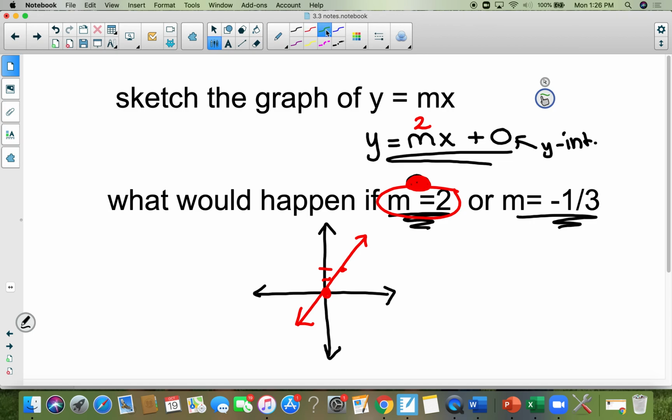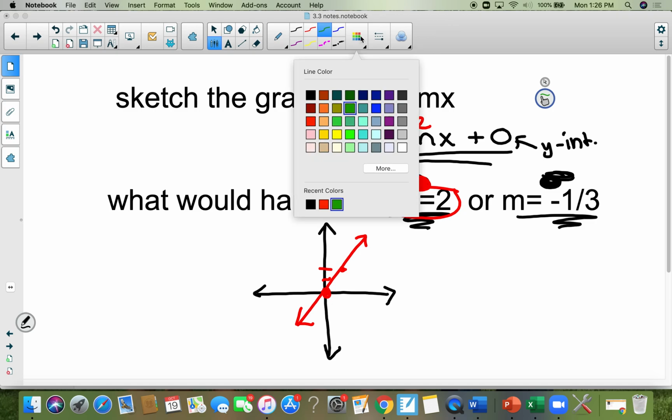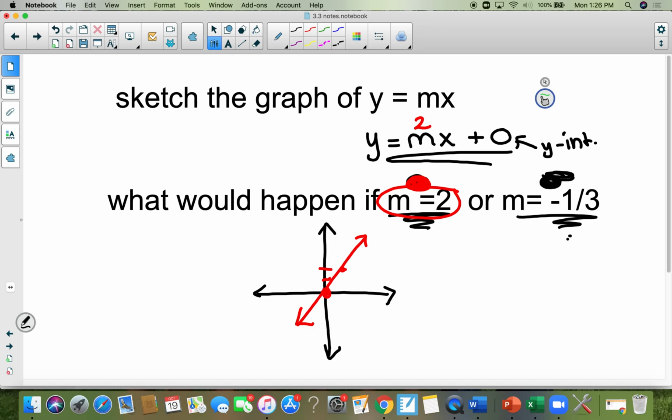And I'm going to change colors to green. Guess we're going to keep it black. The y-intercept is 0 for this one, it's green, and now the slope is a negative 1/3, so down 1 and over 3. They're just having you change the m and seeing if you know the difference between positive slopes and negative slopes. So that's all you're doing for that part.